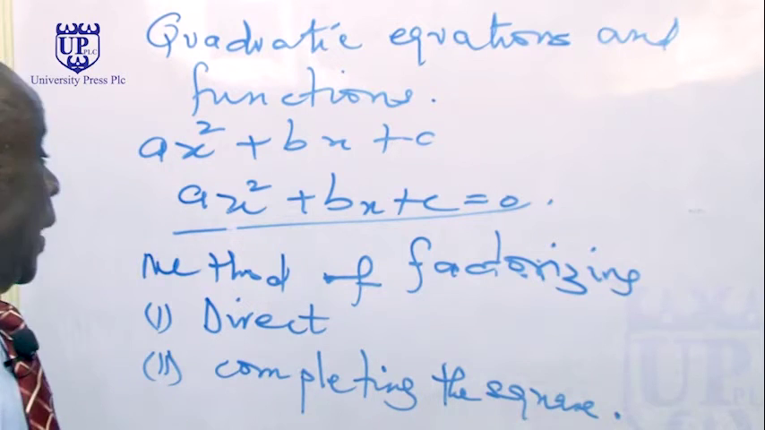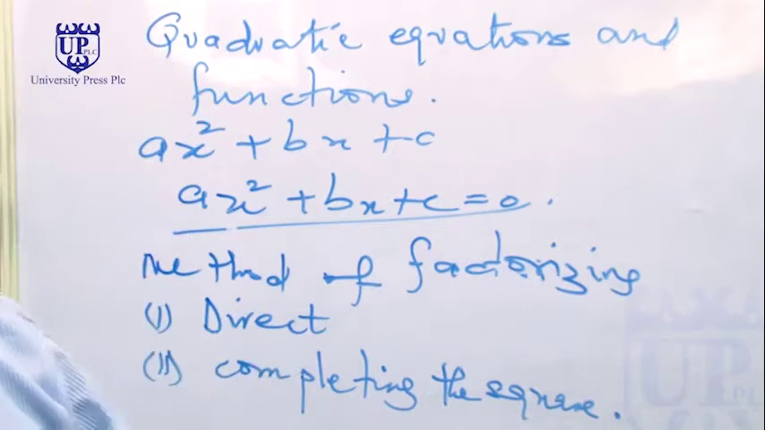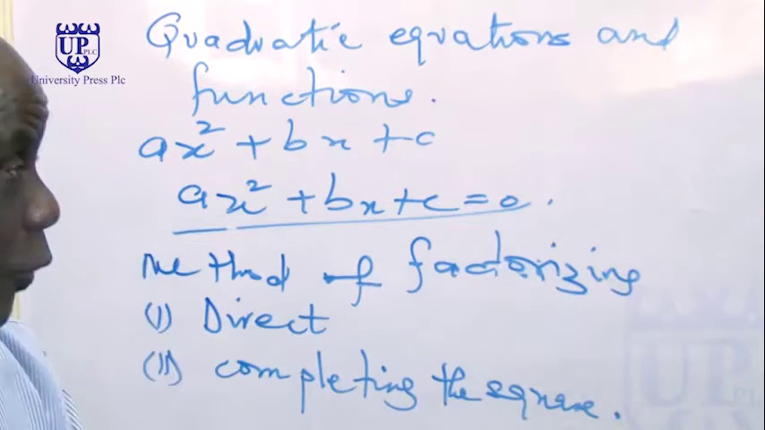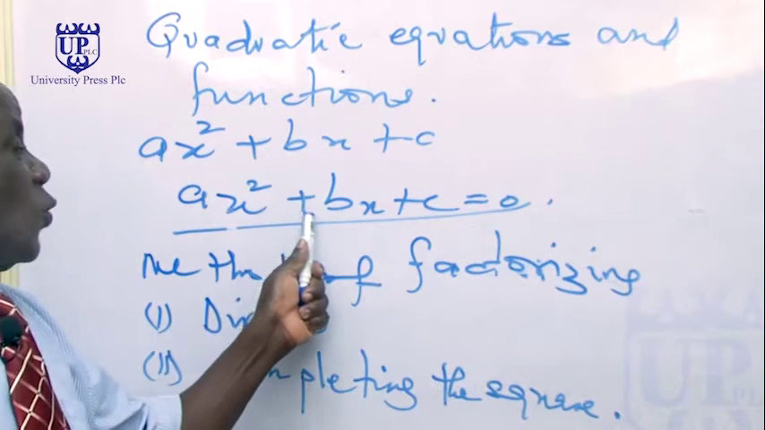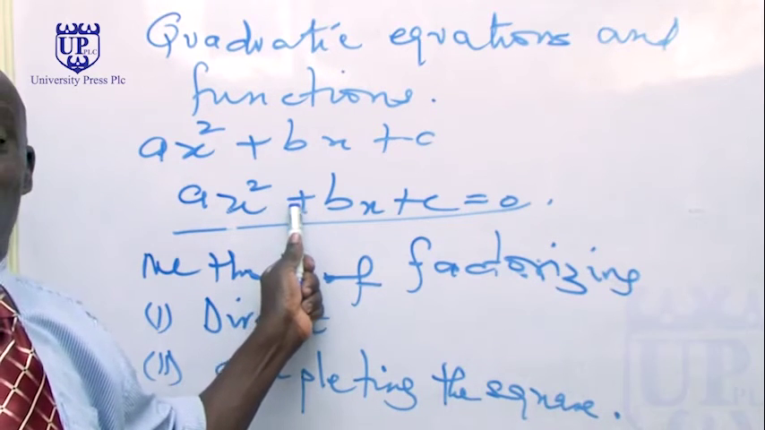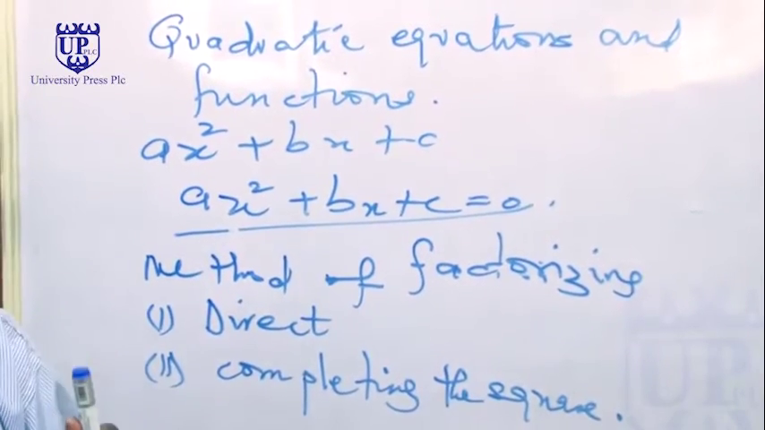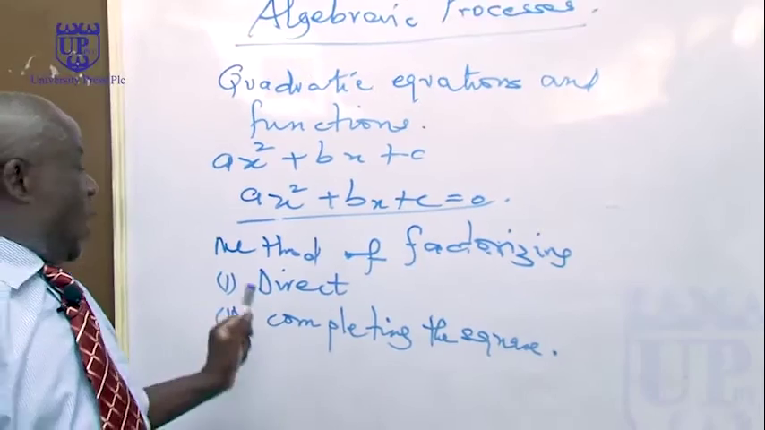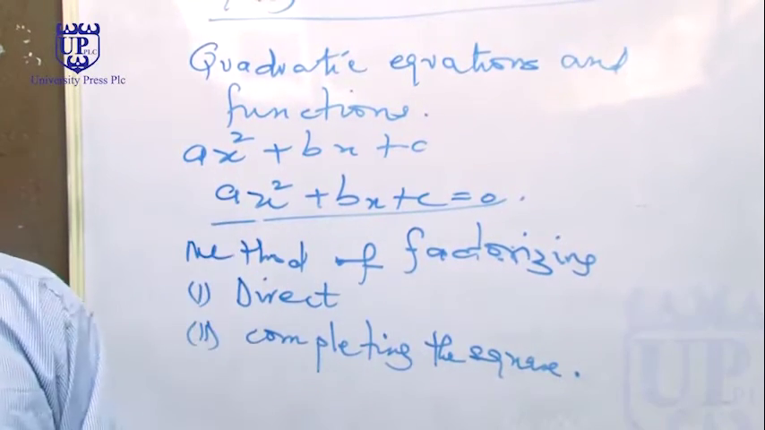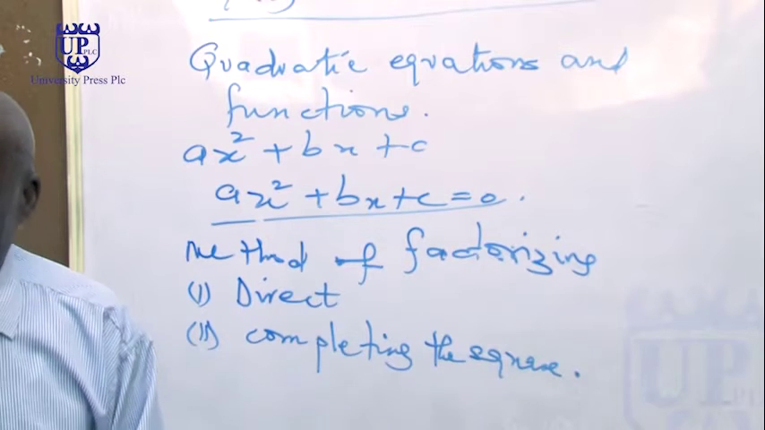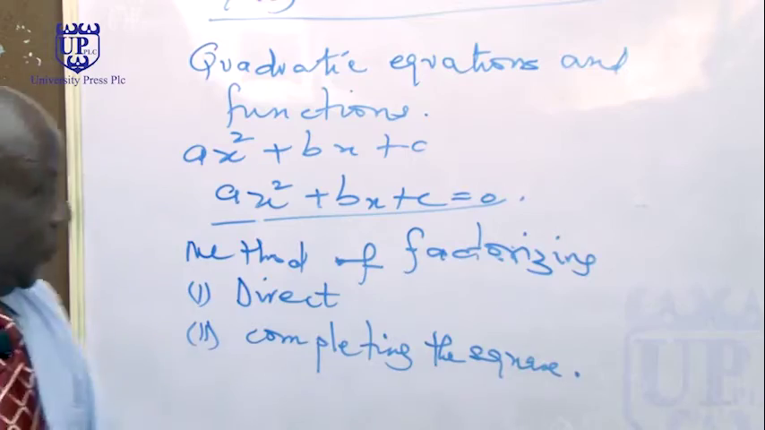When you factor, if a quadratic expression has factors, it may have rational factors, it may not. If a quadratic equation does not have a rational factor, you can't factorize it. There's no way. But we are only going to factorize quadratic equations that have rational factors.